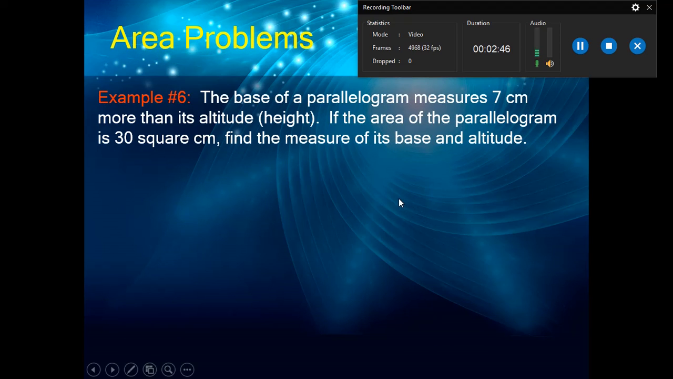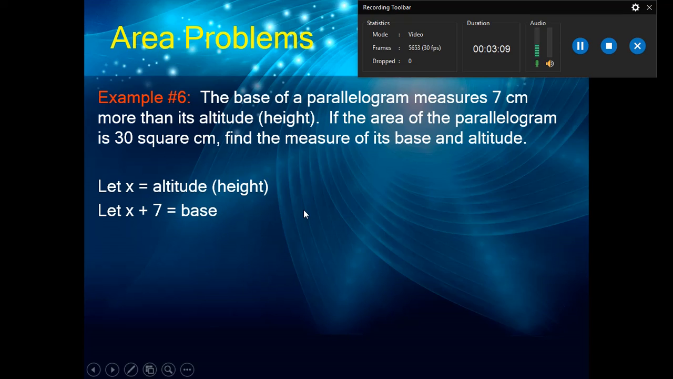In example 6, we're working with a parallelogram. It says the base measures 7 centimeters more than its altitude, which is a height. And then they're providing us the area. So let's define our terms. X seems to be the smallest dimension, so that's our altitude. And then the base is 7 centimeters more, so x plus 7 is our base.